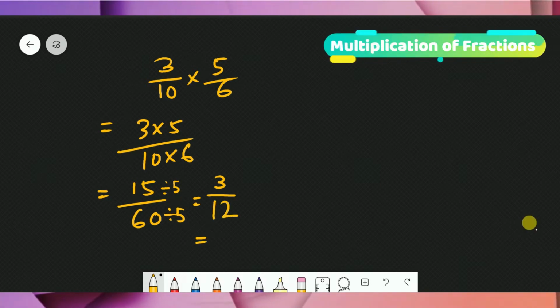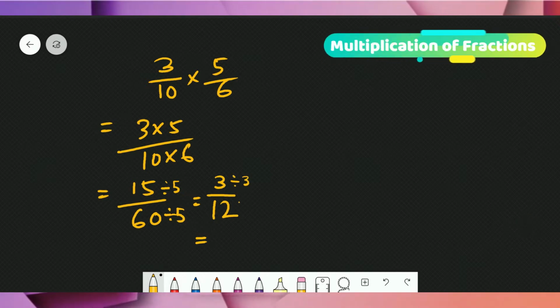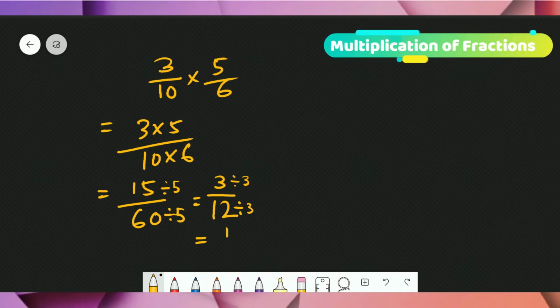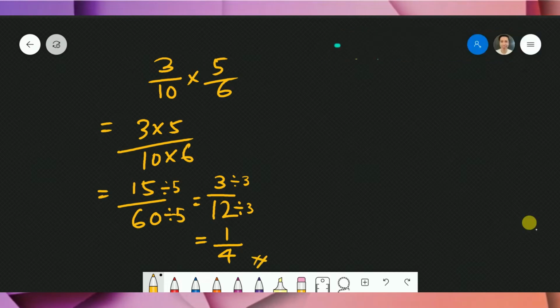This 3 over 12 we still can further simplify. Okay, we can divide by 3, and this one we can divide by 3 also. So 3 divided by 3 will give you 1. 12 divided by 3 will give you 4. We'll get 1 over 4 as our final answer.